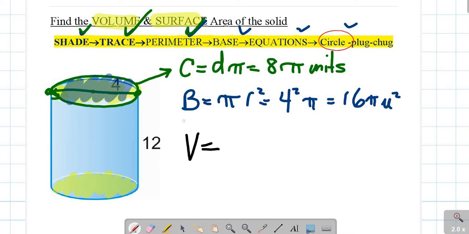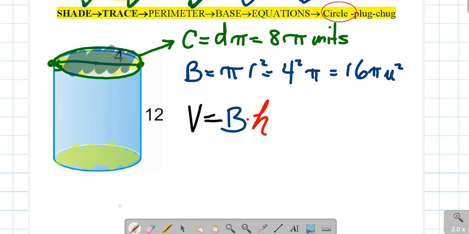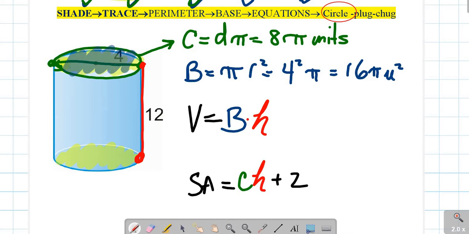Now we're going to do our two equations. Volume equals base times height. And height here is the distance between the bases, so that's 12. Surface area equals circumference times height plus the area of two bases.